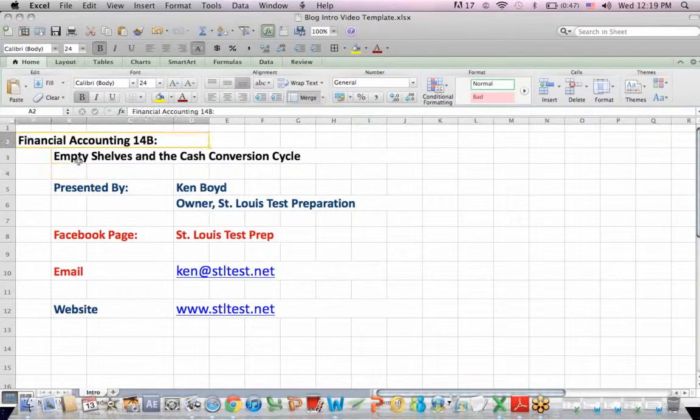Financial Accounting 14B, Empty Shelves and the Cash Conversion Cycle.